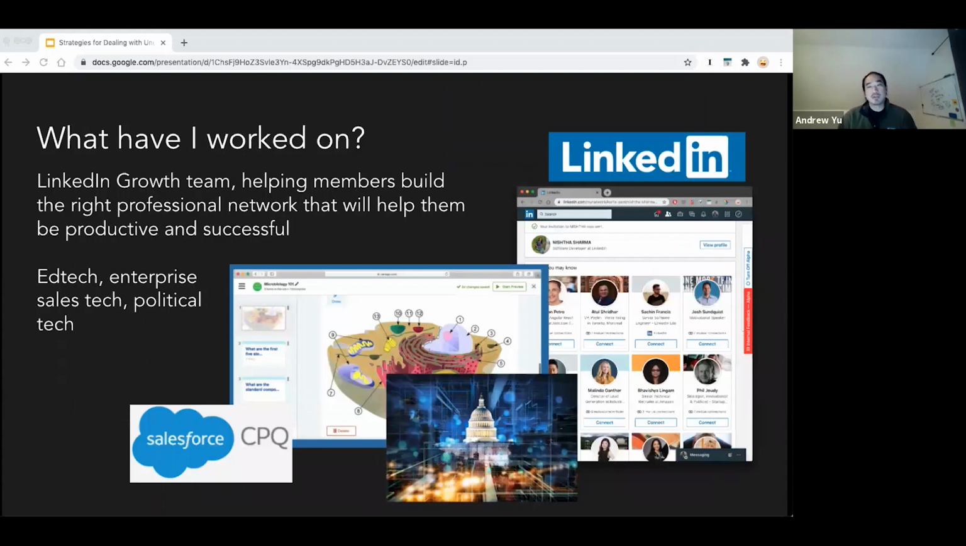Cool. So what have I worked on? What kind of products? As I mentioned, at LinkedIn I was on the growth team. I was specifically on the network growth team, working on the My Network product. So if you go to linkedin.com and you go to that tab next to the home screen, you'll see the My Network page. So that's the product I worked on with our team. Some other things I've worked on, some ed tech, as I mentioned. Here's a screenshot, and most recently, political tech.